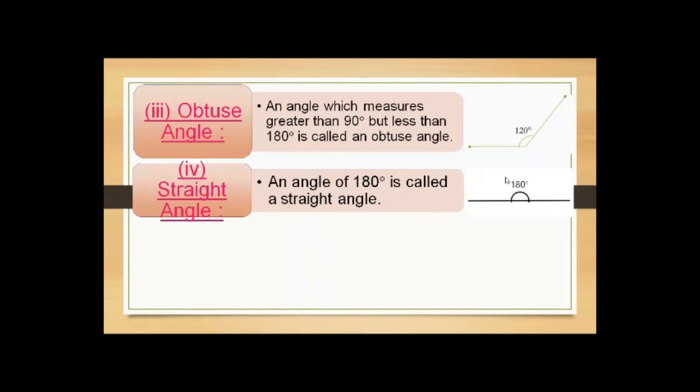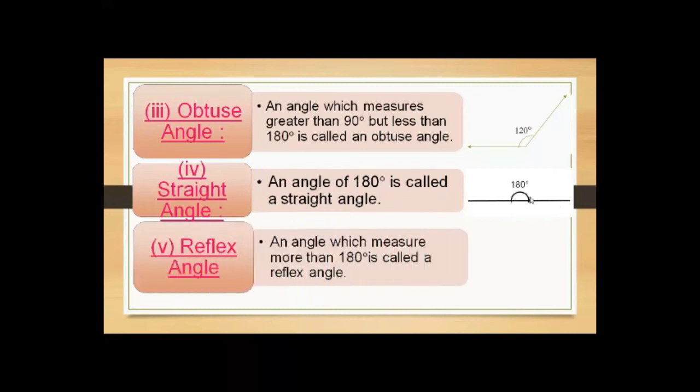This is a 180 degree angle. An angle of 180 degrees on a straight line is called a straight angle. Fifth one is reflex angle. An angle which measures more than 180 degrees is called a reflex angle.